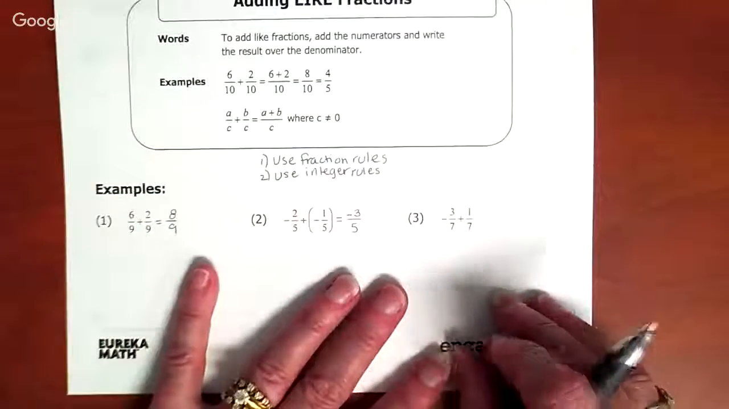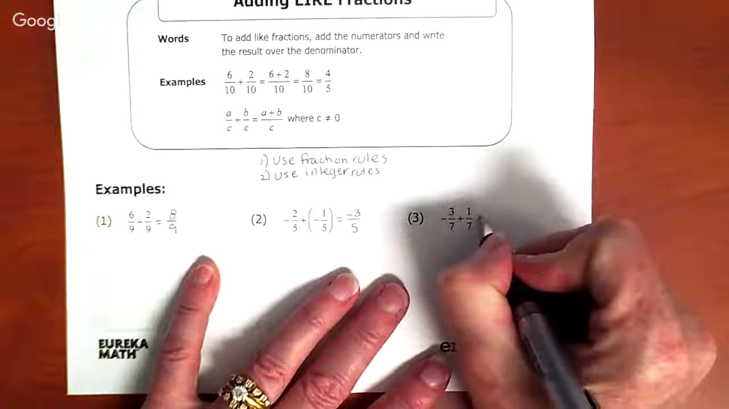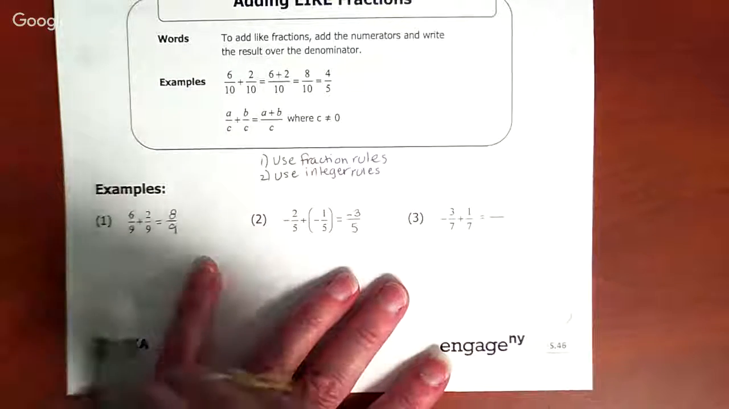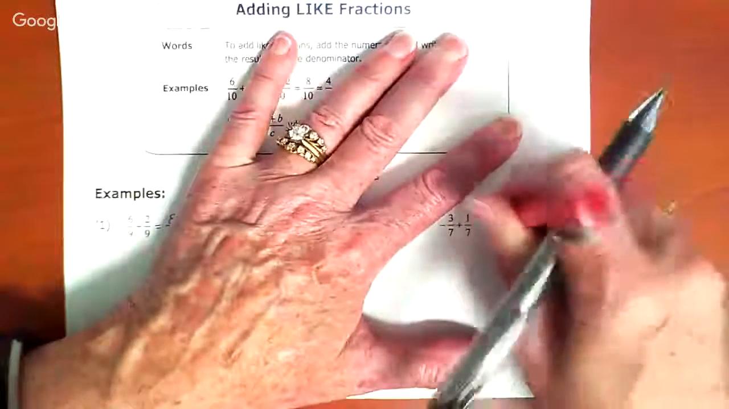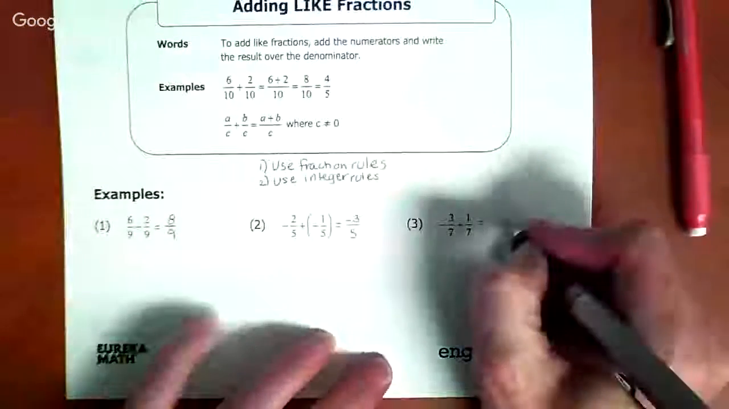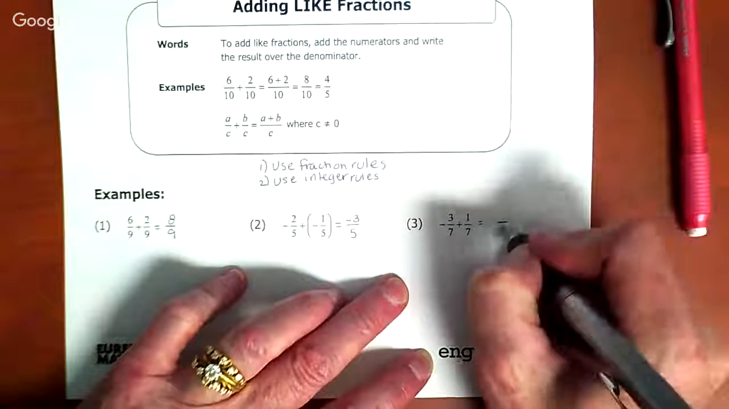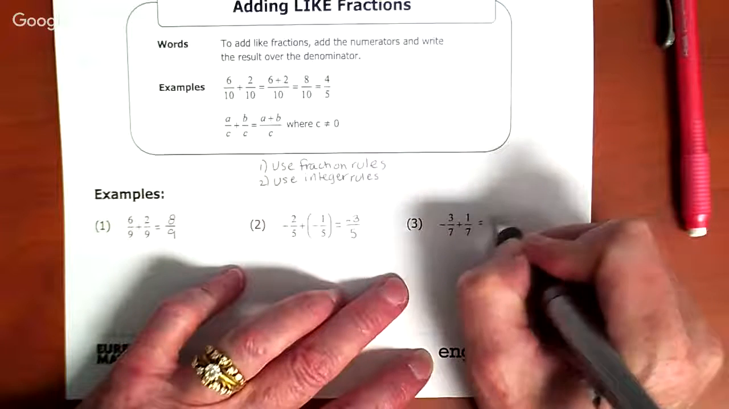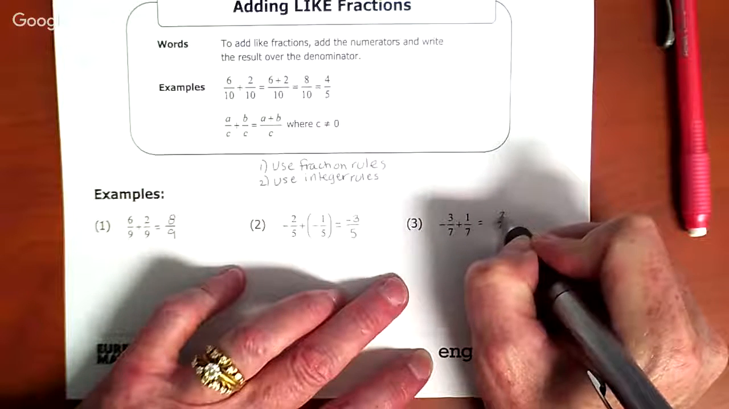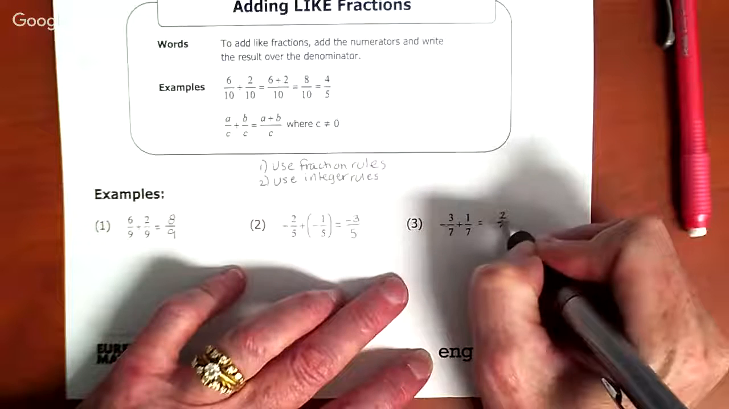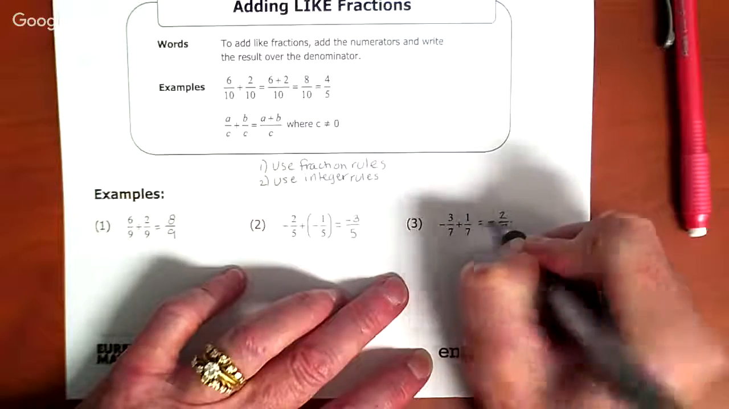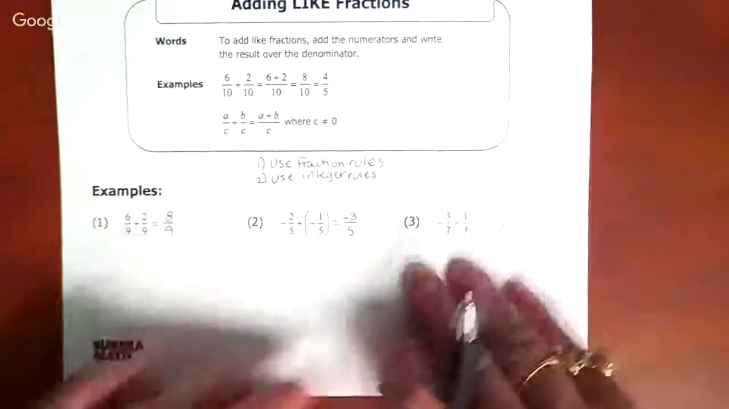Our third one, we have the same denominator, which is 7. And I'm going to move this just a little bit because I want to start putting this negative sign in the middle. So we have 7. Our signs are opposite, so we subtract the two numbers. So 3 minus 1 is 2. And 3 is the larger number. Its sign is negative, and so is our answer. Okay, next.